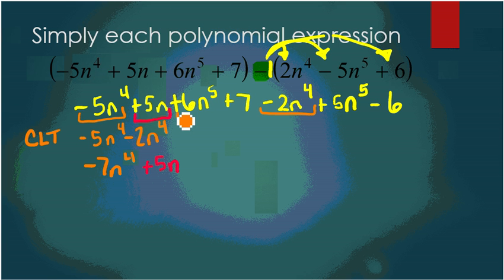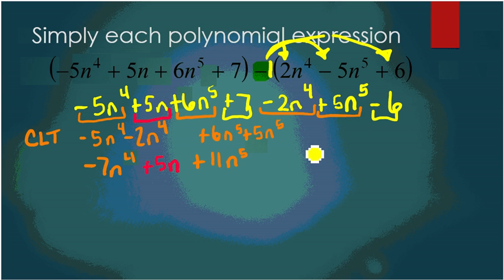Then we move on to 6n to the fifth. n to the fifth, n to the fifth. Oh, right here. So I have plus 6n to the fifth plus 5n to the fifth. 6 plus 5 is plus 11n to the fifth. And now we see that, hey, I got a plus 7 and a minus 6. So plus 7 minus 6, well, that's plus 1.